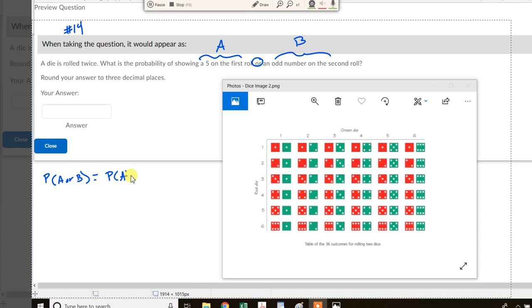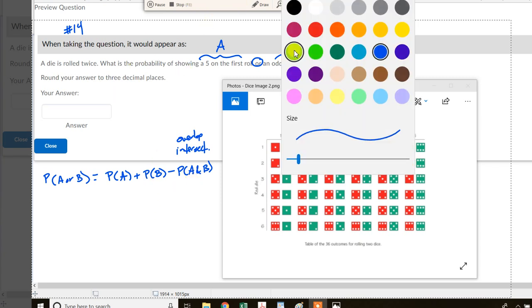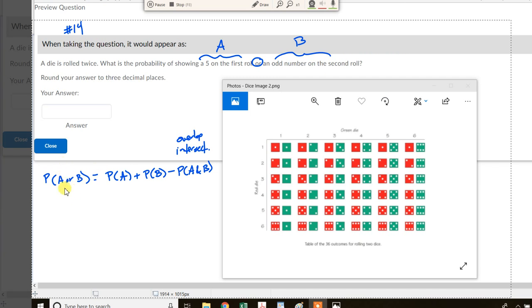Probability of the first plus, or is plus, but you have to minus the intersection. Right? That's an and. That's the intersection or overlap. Now, the next issue is, do I have enough information? They want me to find A or B, right? So they want this guy. Okay, do I know the probability of A?